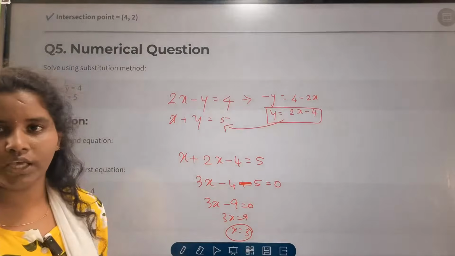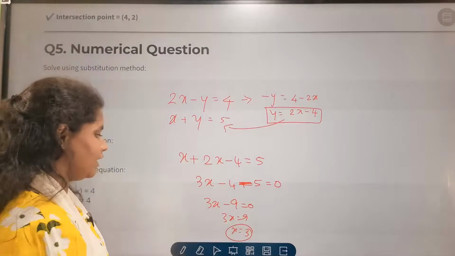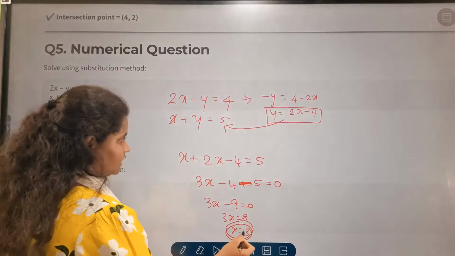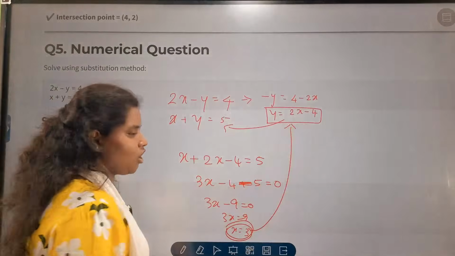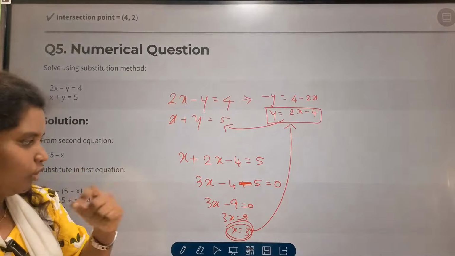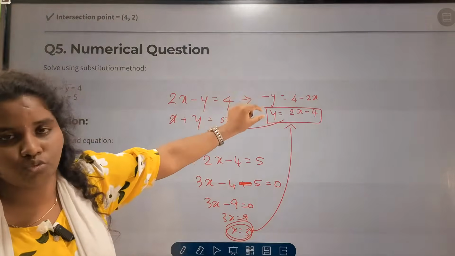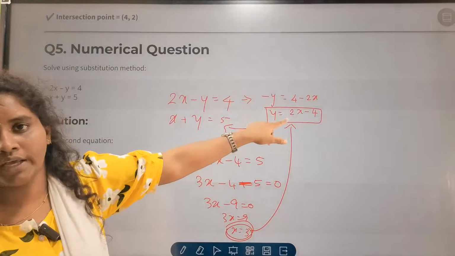So by using the substitution method, the x value is 3, and we have to substitute x in the first equation to find y. If I substitute x is equal to 3 in this equation, y is equal to 2x minus 4.